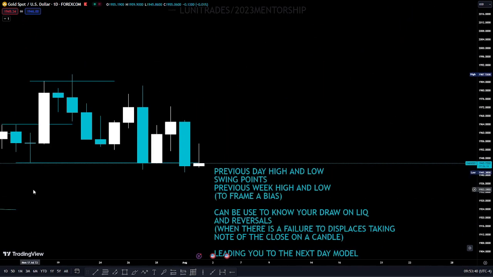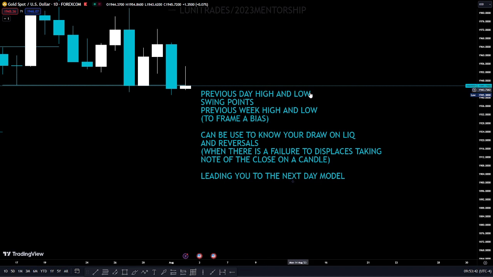Exactly what it did. So you want to just take note of your previous day high and low, your swing point, which is your previous week high and low, to frame your bias. You understand? Know when it's going for a draw on liquidity, which is your target, or when it's giving you a reversal. Taking note of the close of a candle will lead you to know your next day model, to have your bias for the next day trade. So that's what you need to know about your daily bias.